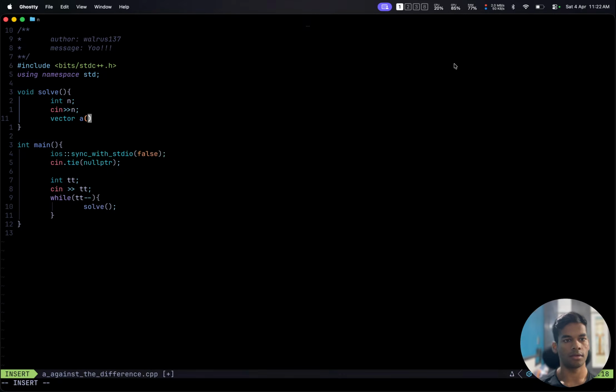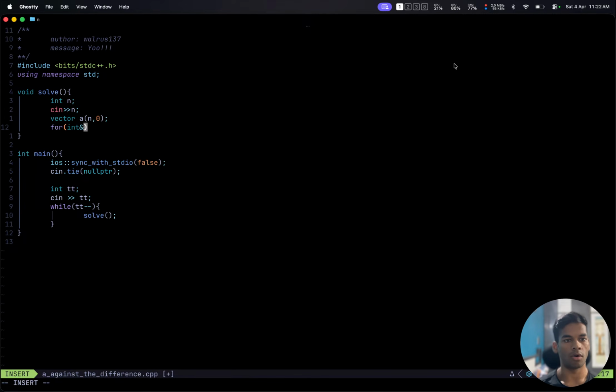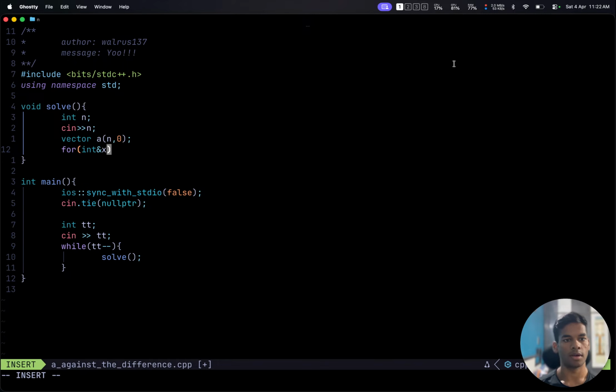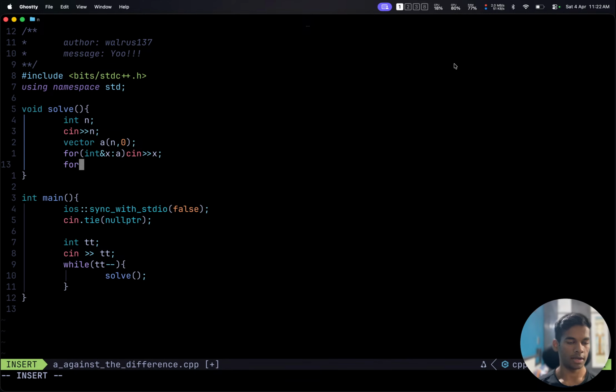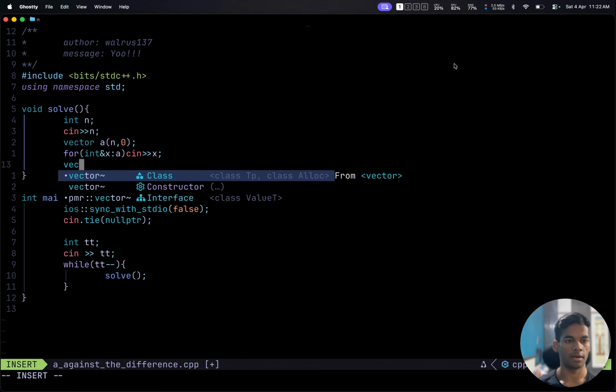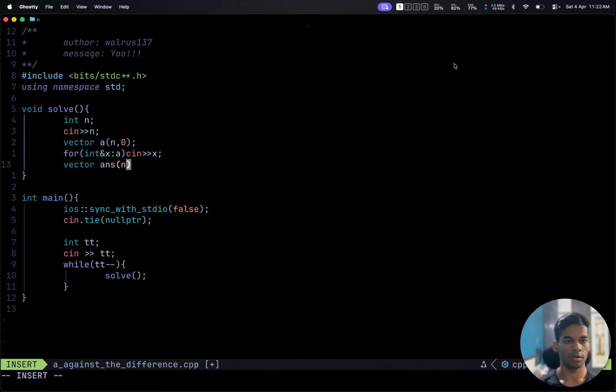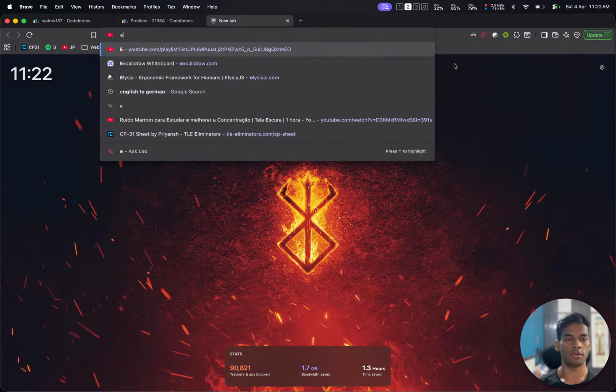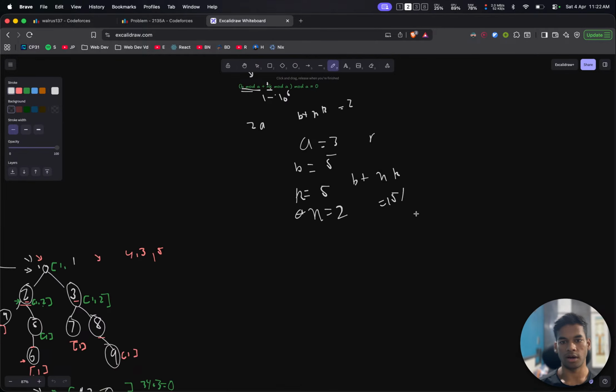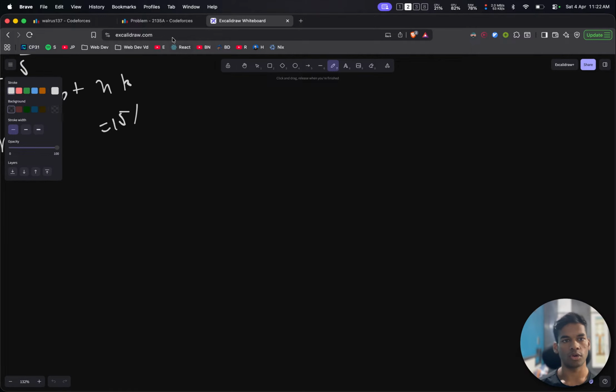Now we are going to get n, vector A of size n, for int reference x in A, take input into x. Okay. Vector answer of size n with 0 at each position. We will ask a question.